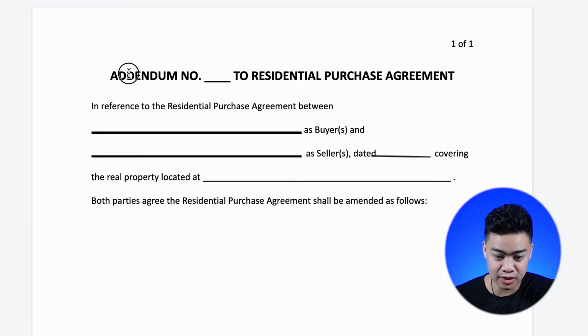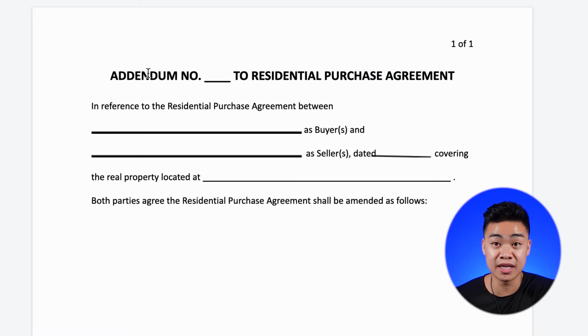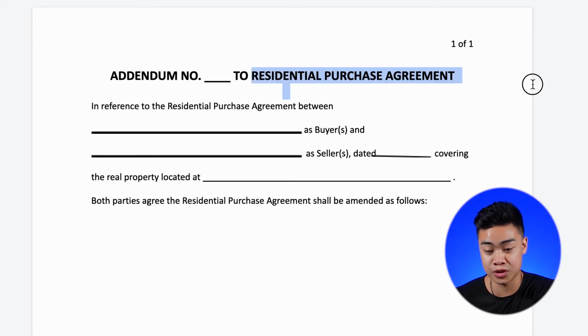So here's how it works. The top, you have addendum number blank to residential purchase agreement. So this is saying that this is the addendum contract for your purchase agreement contract, something that you should already know. And if you don't know what that is, watch the other video I made, link in the description.